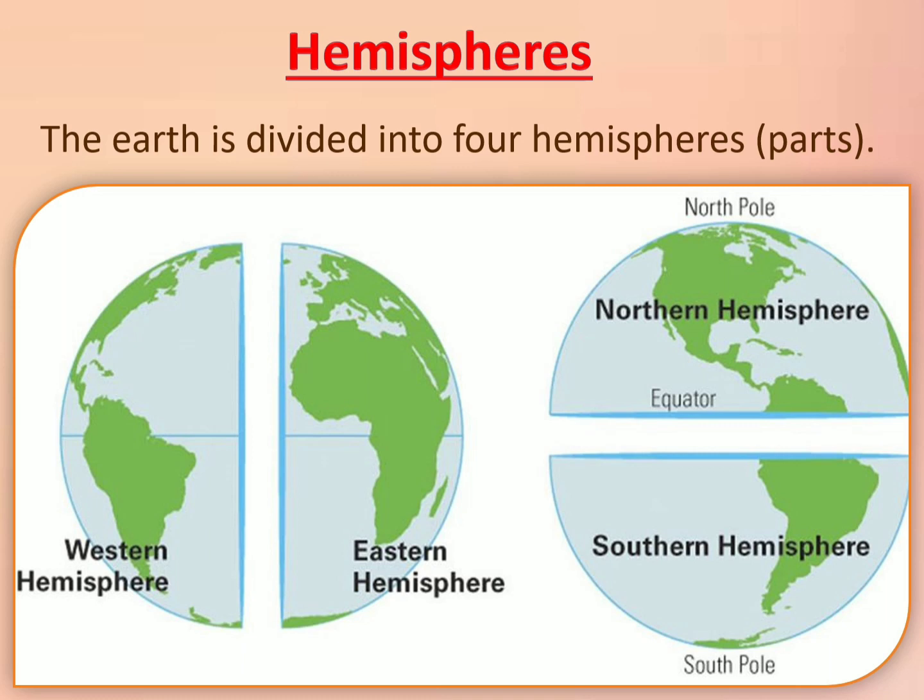Okay, so hemispheres, in short, they are parts. As the equator divides the earth into two parts, that is northern hemisphere and southern hemisphere, in the same way the prime meridian divides the earth into two parts, that is western hemisphere and eastern hemisphere. So you can overall say that the earth is divided into four hemispheres. Which are the four hemispheres? Western hemisphere, eastern hemisphere, northern hemisphere and southern hemisphere. Is it clear, all of you? Okay.